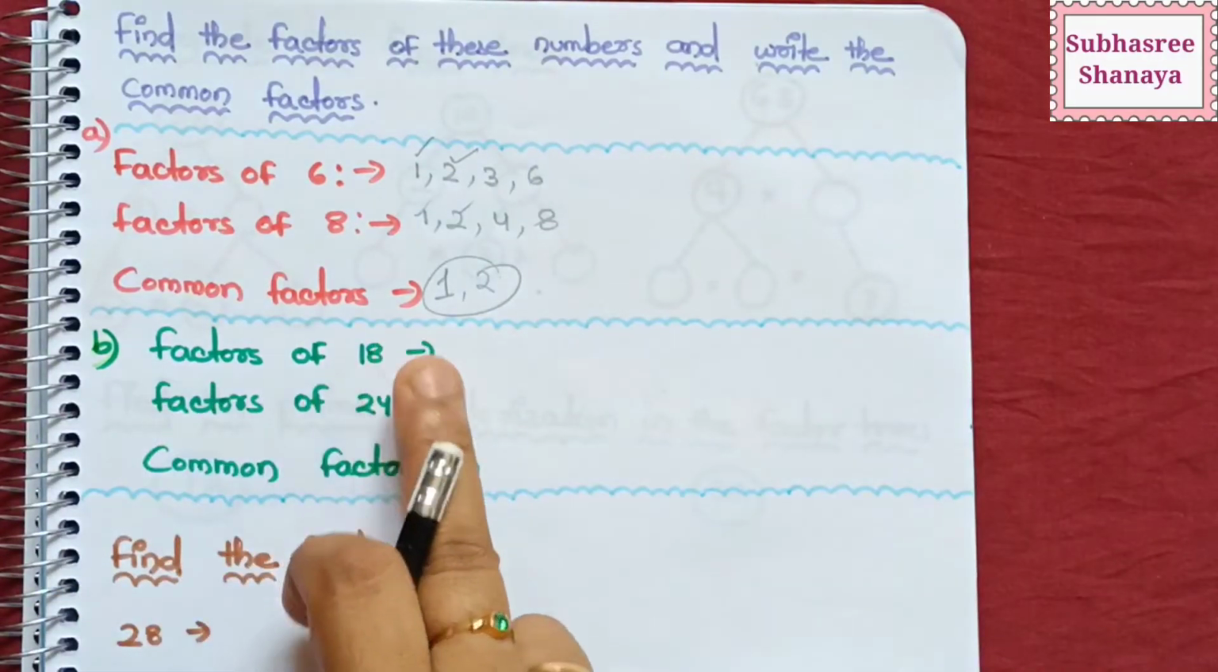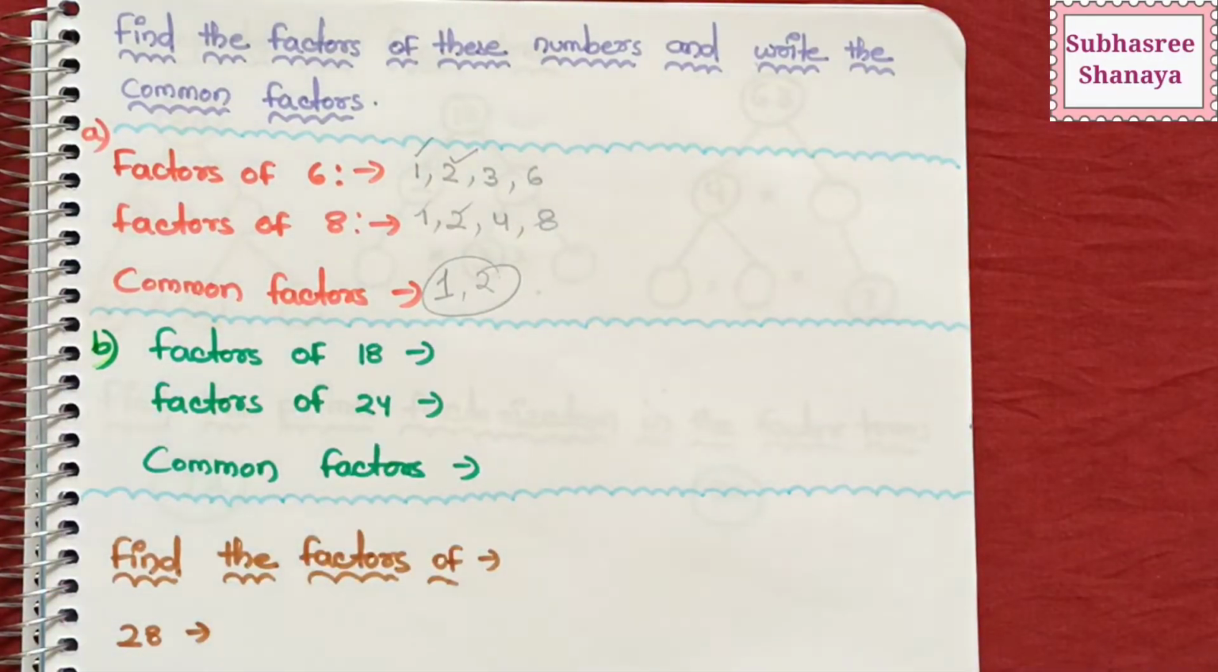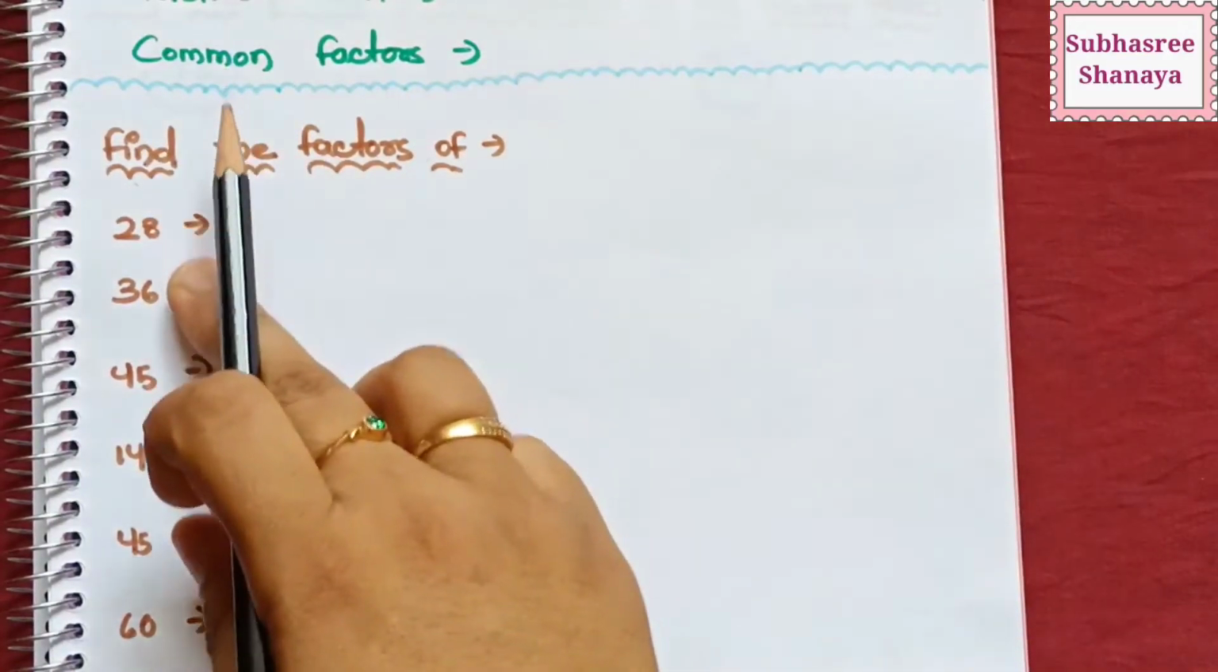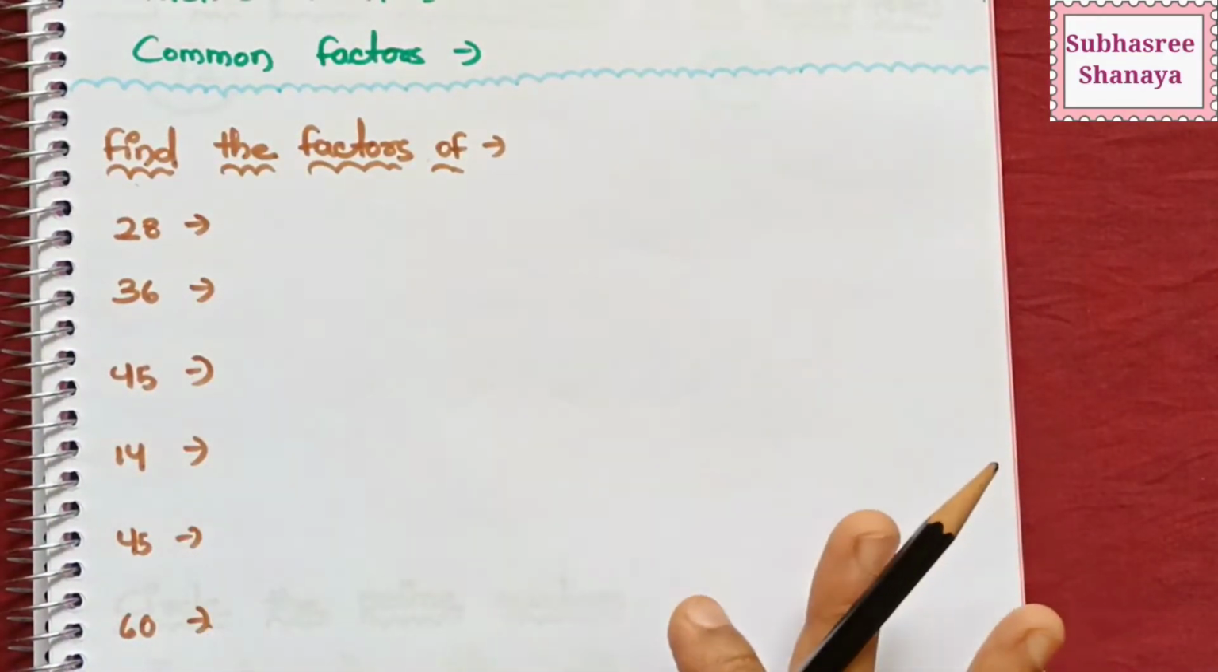Here I have taken 18 and 24. Any two numbers you can give. Now let's come to the next question, that is to find the factors of these numbers. I have given some numbers. We have to write down the factors of the number.